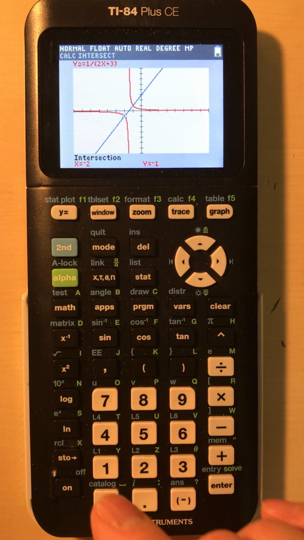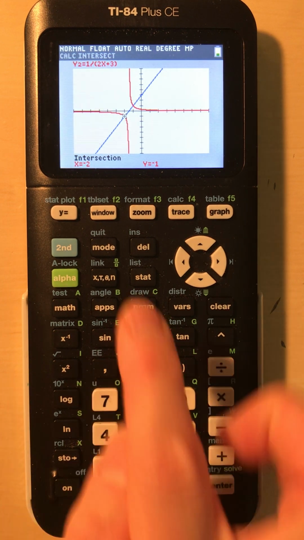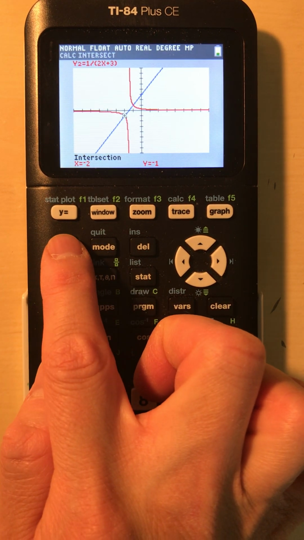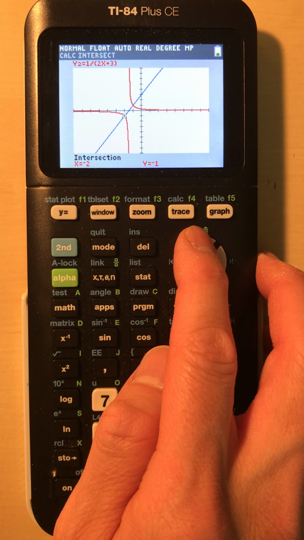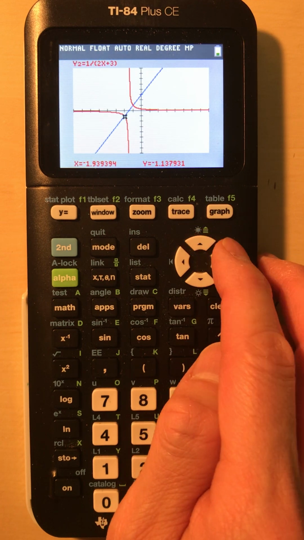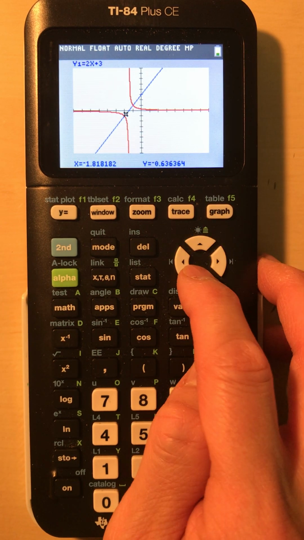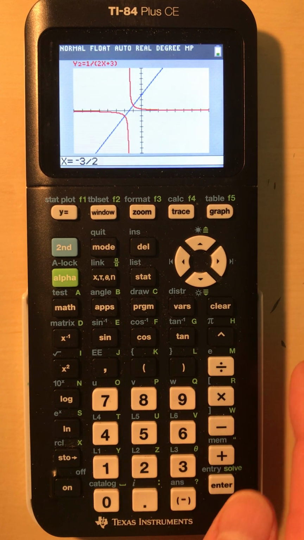And the last thing is let's check the vertical asymptote. Remember, the vertical asymptote of the reciprocal function comes from the x-intercept of the original function. So we calculated the x-intercept of the original function to be -3/2. So make sure when you're doing the trace, we are on the red graph, okay, which we are. And let's type in -3 divided by 2.